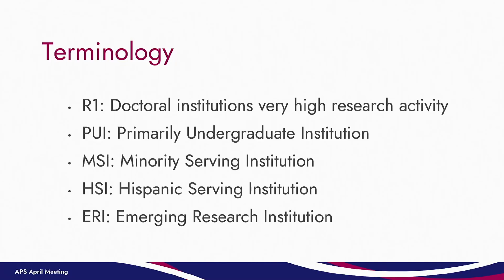I'll often in this talk talk about R1s, but I'll also talk about research institutions more generally, trying to include things like national labs. So when I say research institution, I'm talking about R1s, maybe R2s, and research national labs. A PUI is a primarily undergraduate institution. These are institutions that maybe have one or two PhD programs, but pretty much they're just granting bachelor's, and they have some master's programs, but only a handful of PhD programs.